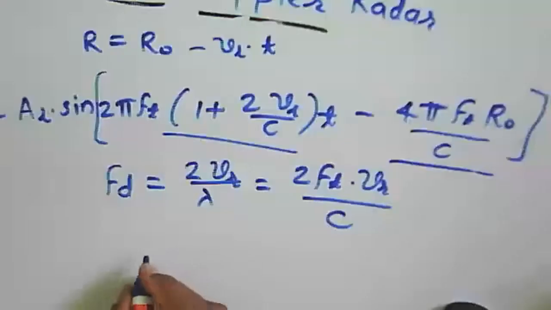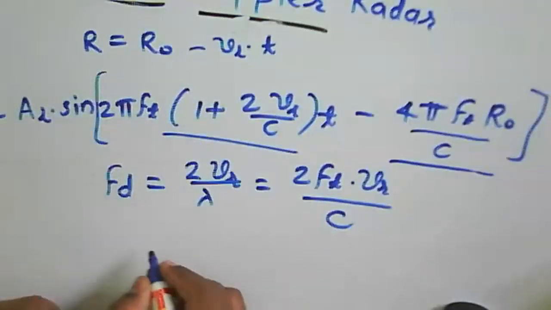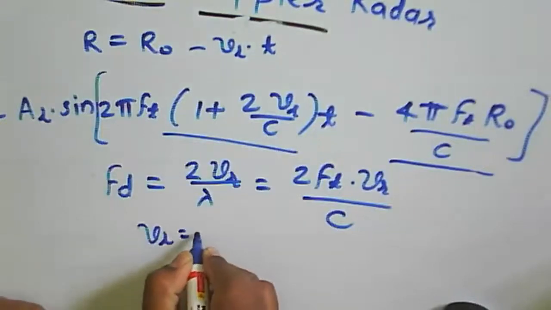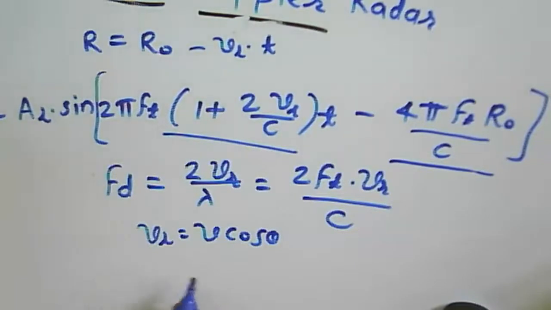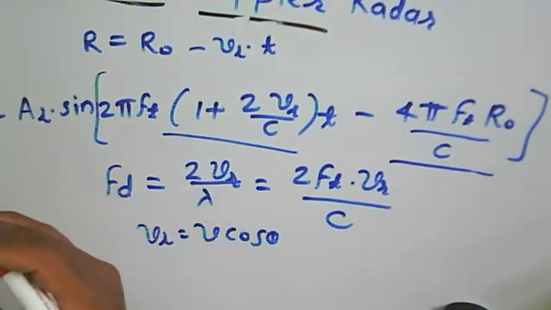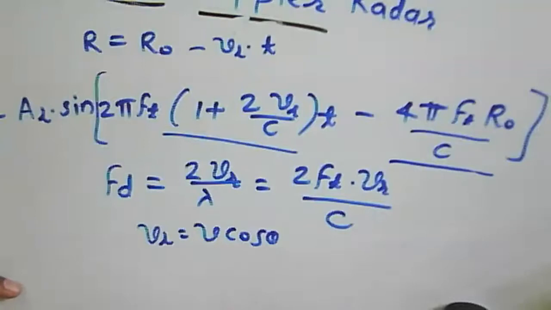And for this Doppler shift, generally this Vr is nothing but V of cos theta. So Vr is equal to V cos theta, and there is a change because the target is in motion, so there will be the angular motion or angular frequency with respect to that given target.